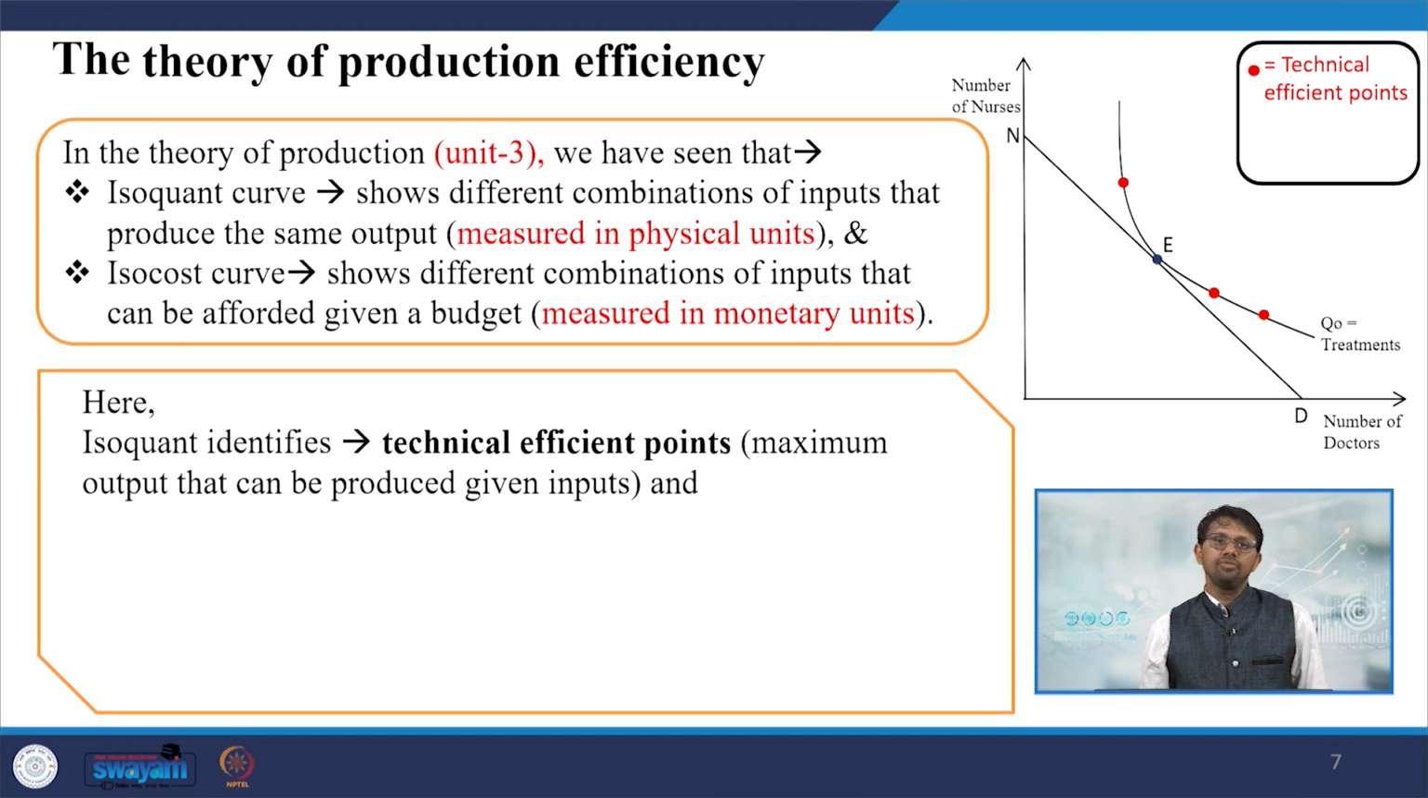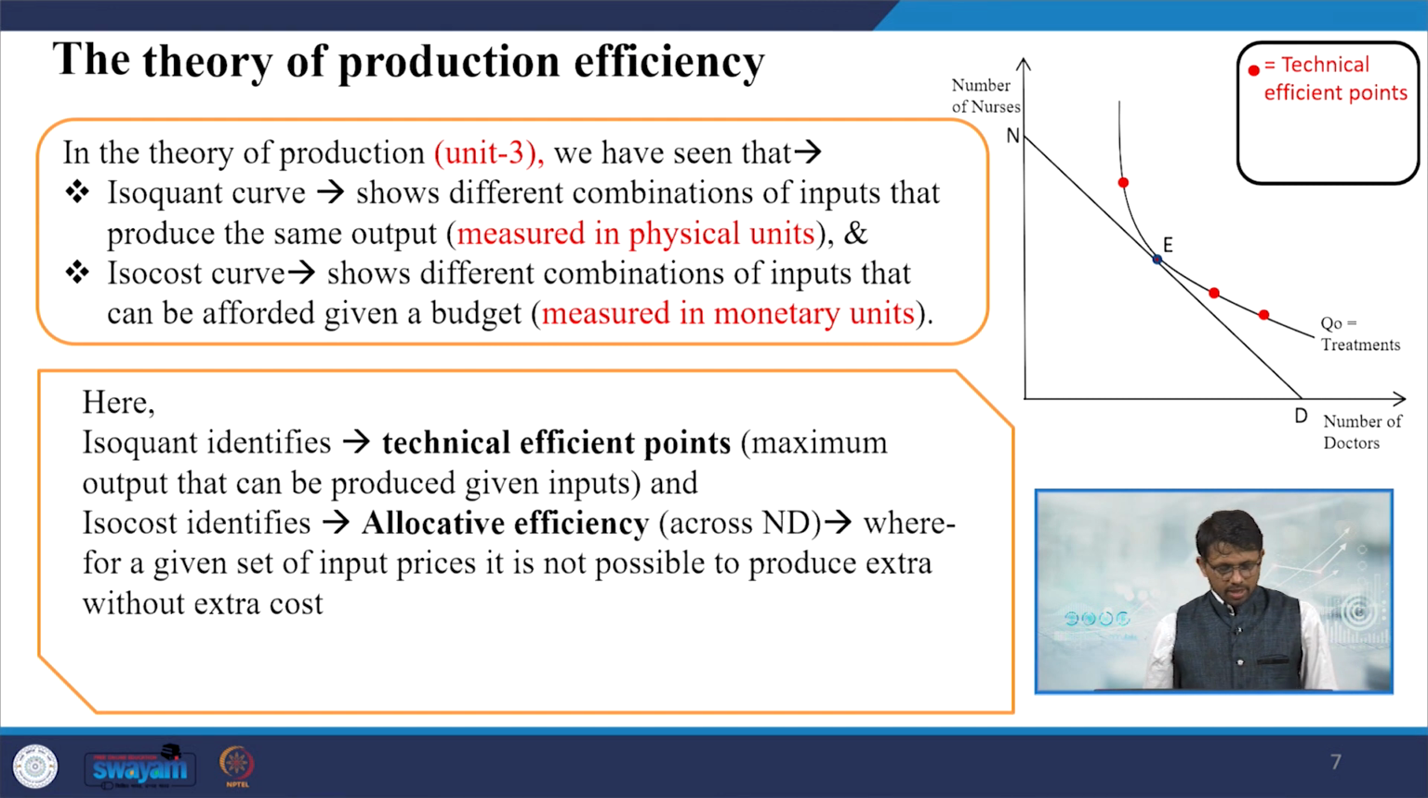So, the isoquant identifies technical efficient points, the maximum output that can be produced given the inputs. That is basically the efficient frontier. And the isocost identifies the allocative efficiency. Okay. In this diagram, it is across n and d. You can just see starting from n till d. Okay. So, this is the line. You can just have a check, and this gives a set of input prices.